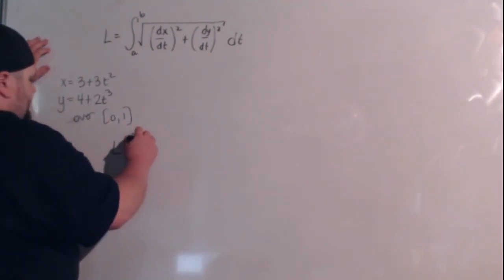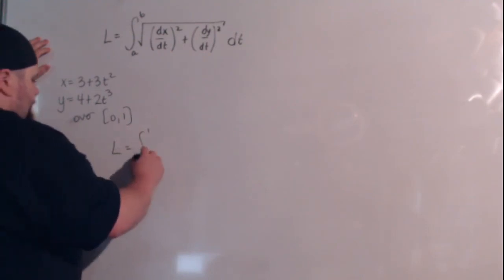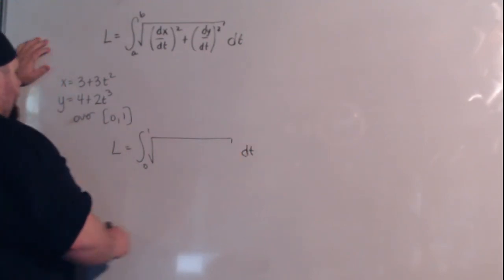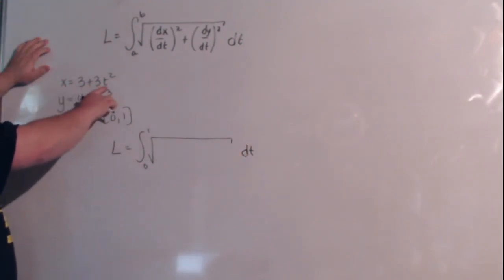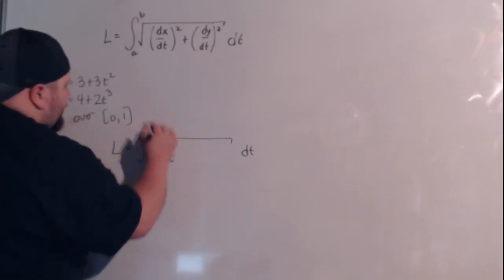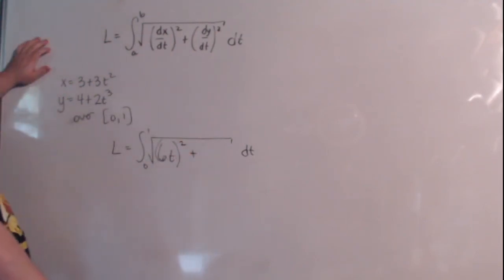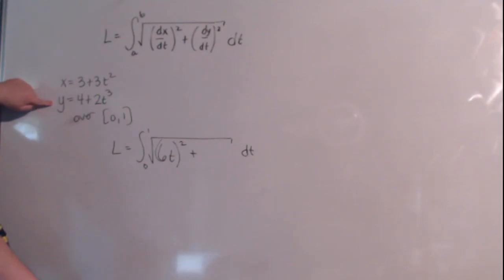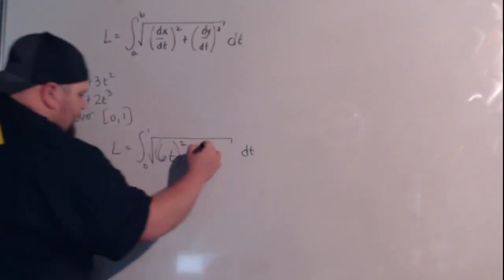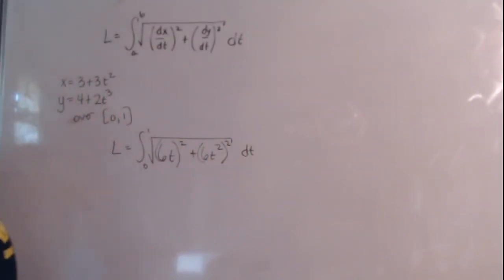So my arc length is equal to the integral from 0 to 1, because those are the bounds that I was given, square root, dt out there. Derivative of x with respect to t, you bring that 2 down, you get 6t. But we got to square the whole thing. And add to it the derivative of y, quantity squared. So you bring the 3 down here, and this would be 6t squared, all squared.